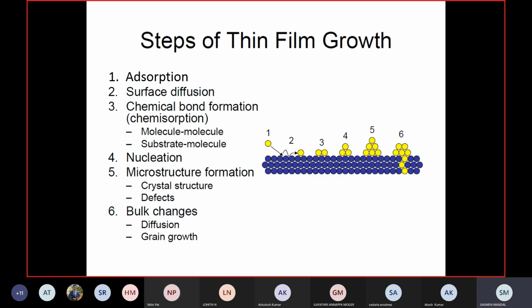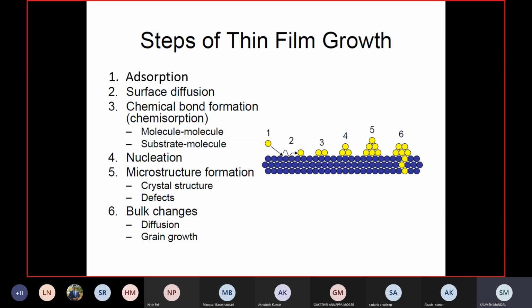So you understand the logic of why, to understand the crystal structure, three XRDs? Excuse me, please, sir. Yeah, please, sir, continue. In the sixth part, bulk changes, diffusion and grain growth, is it a necessary part of the application of films, or does it happen when the substrate has some dislocation or something?